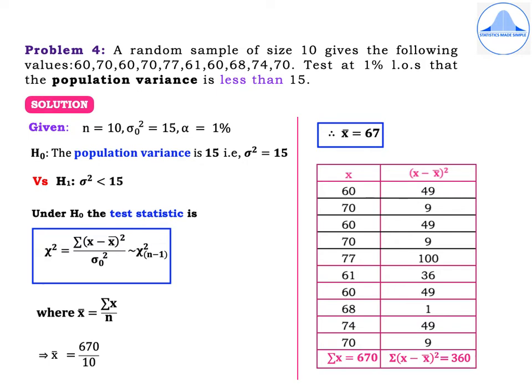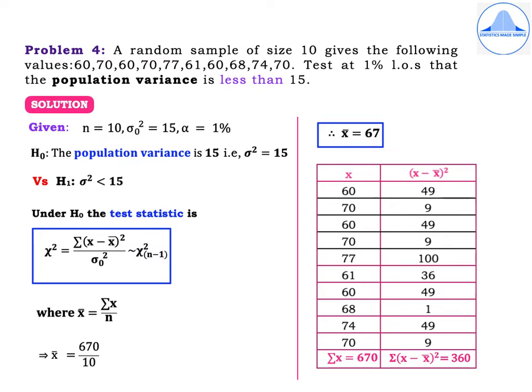Write given n equal to 10, sigma naught square is 15, because they have said the population variance is less than 15, and alpha is 1%. So H naught will be the population variance is 15. The population variance is denoted by sigma square. So it will be sigma square is equal to 15 versus H1 sigma square is less than 15, because of the word less than mentioned in the question.